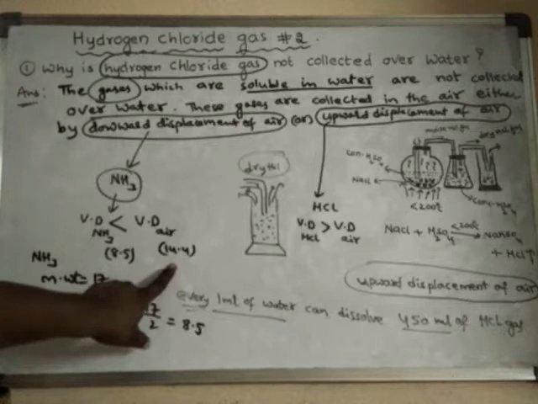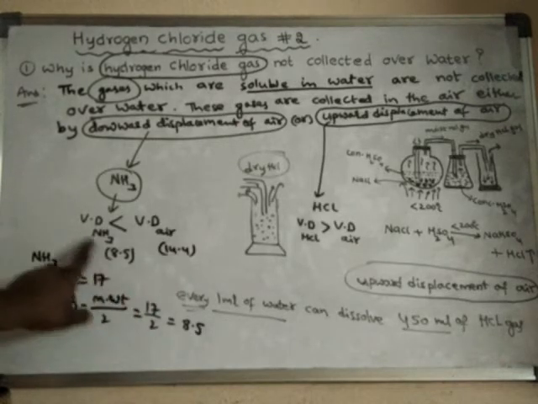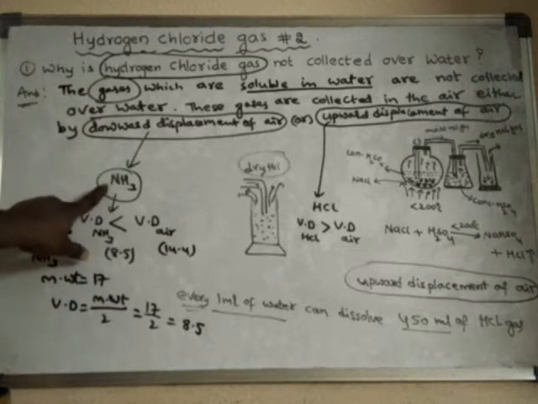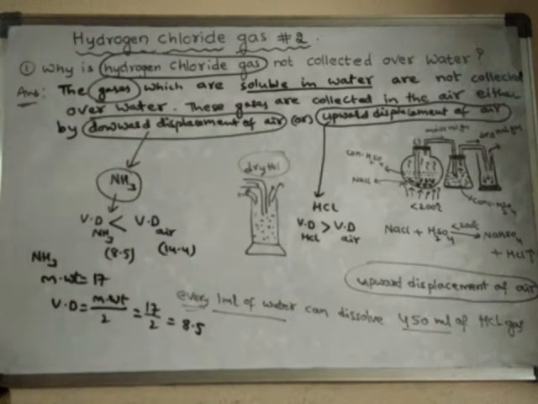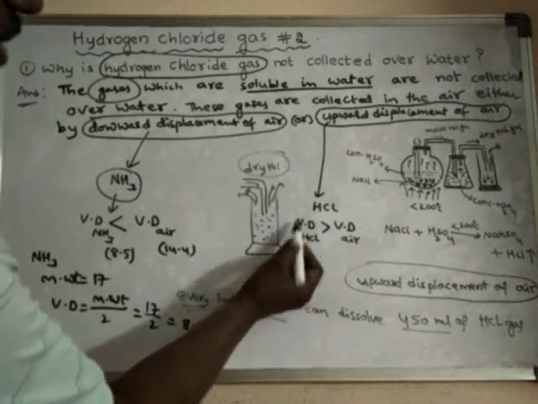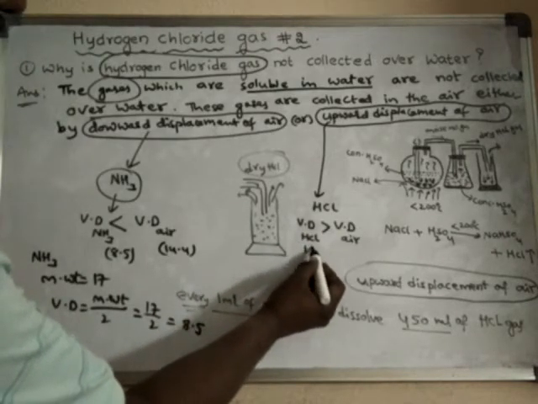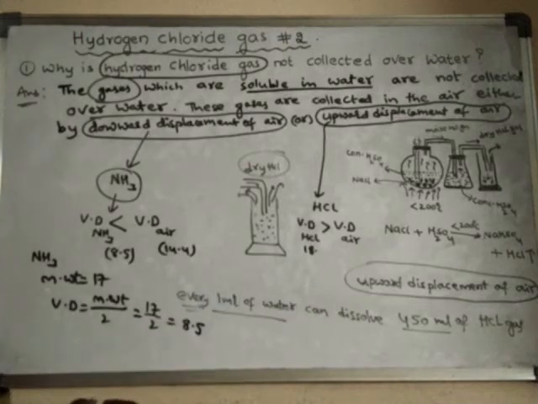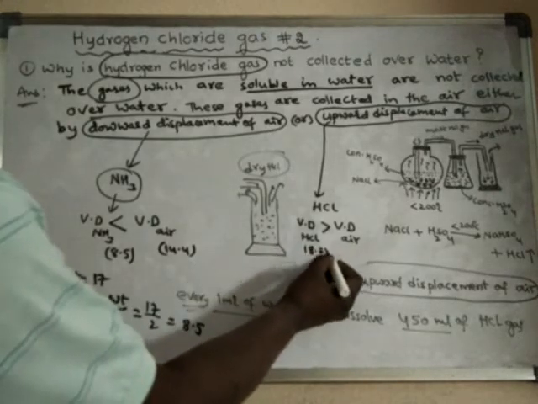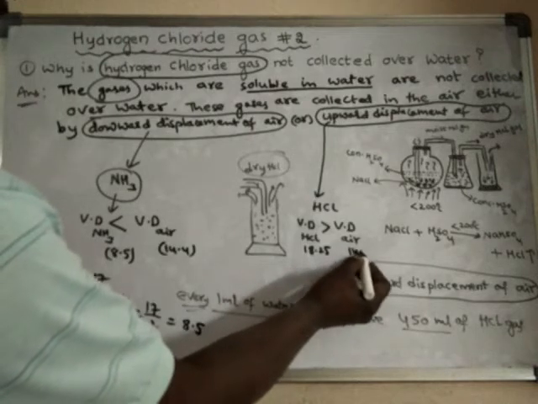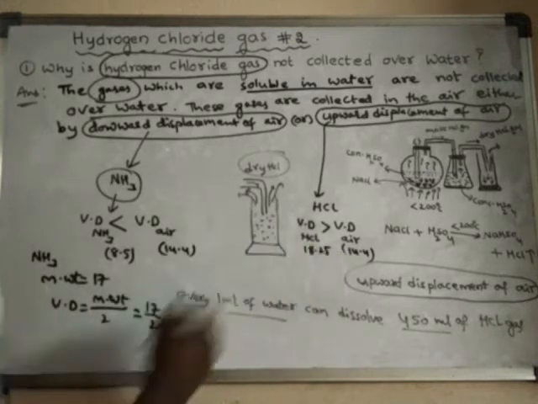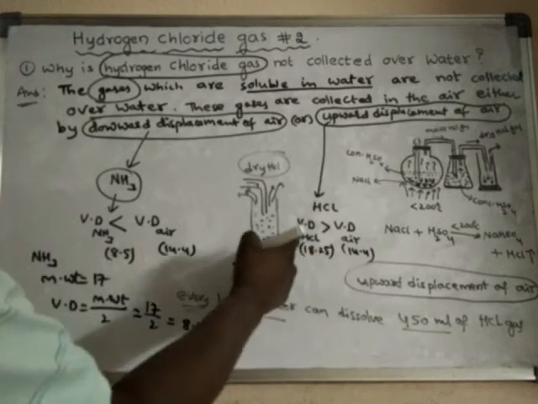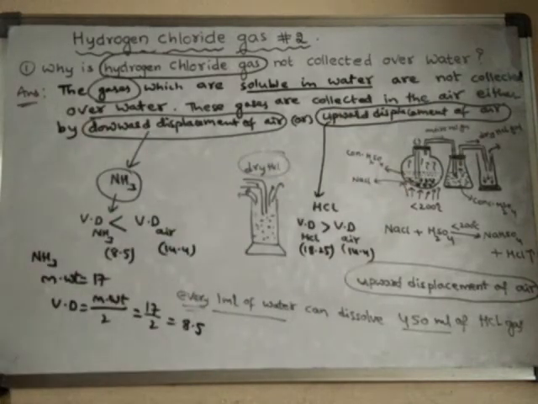So which one is greater? If the vapor density of air is greater than the vapor density of the gas, and that gas is highly soluble in water, then such a gas is collected by downward displacement of air. Here, HCl's vapor density is around 18.25, and the vapor density of air is 14.4. So the vapor density of this gas is more than that of air. Hence it is collected by upward displacement of air.